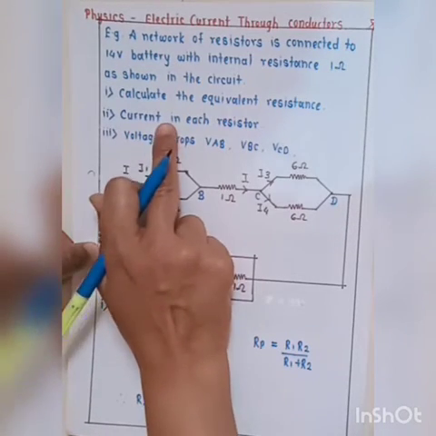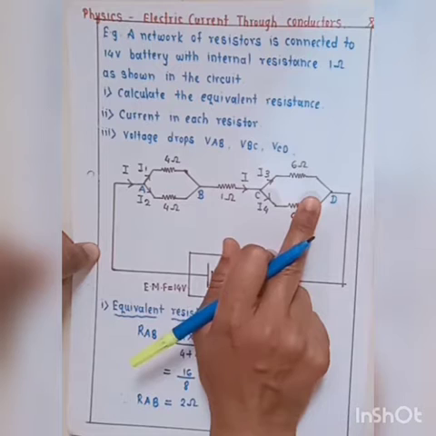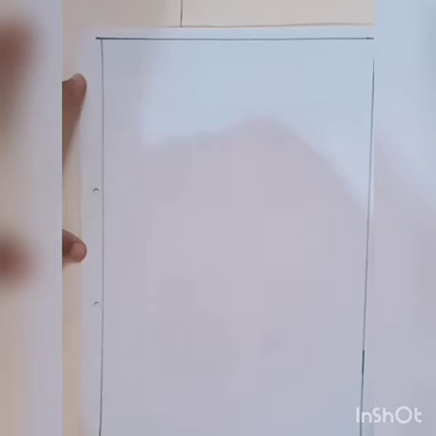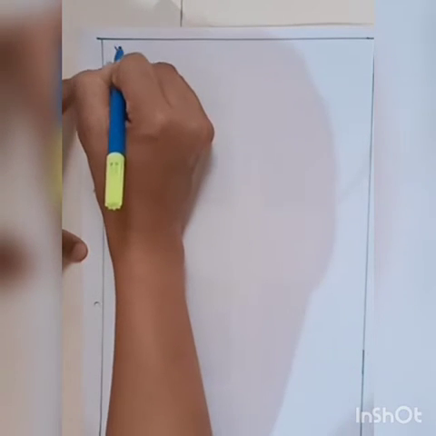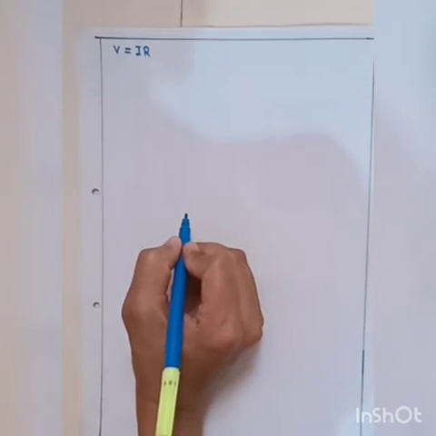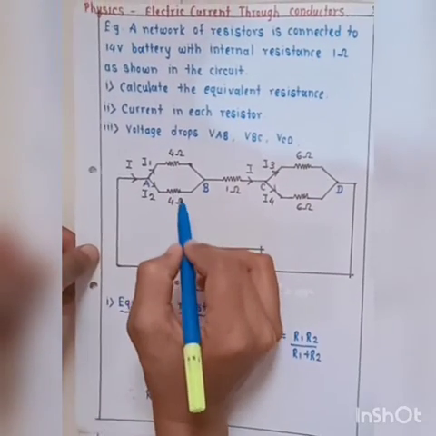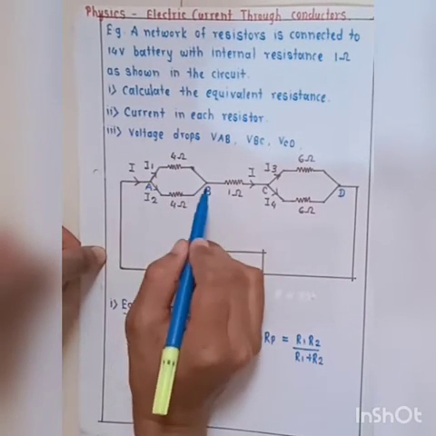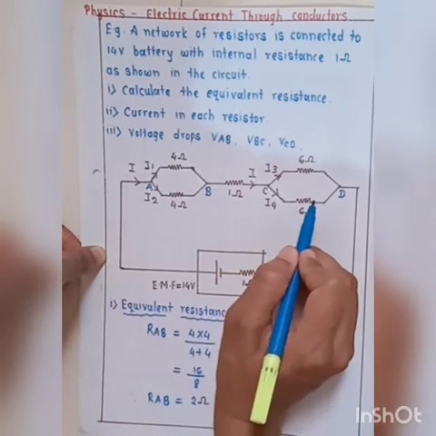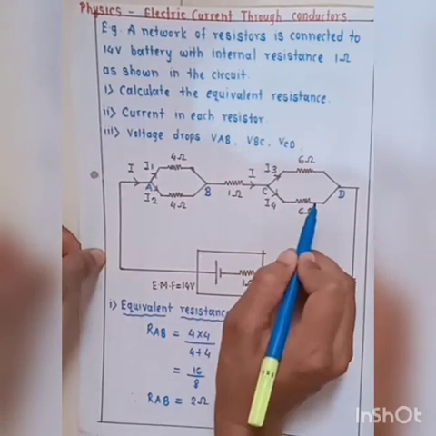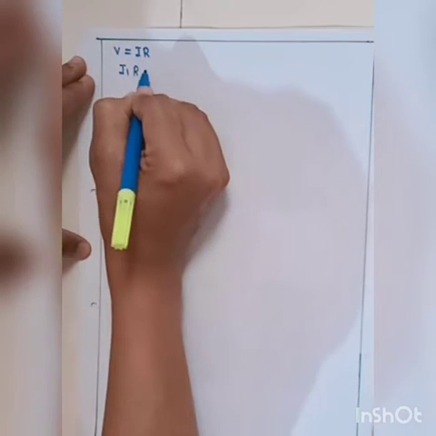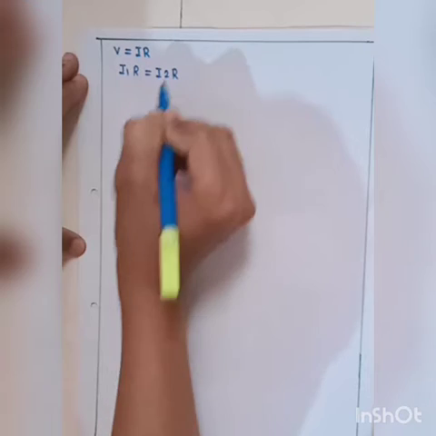But we have to find current in each resistor, that is, we have to find the values of I1, I2, I3 and I4. Now we know that V is equal to IR, that is voltage is equal to current into resistance. So these two resistors are connected in parallel combination between 2 points. So we get I1R is equal to I2R, and for this network I3R is equal to I4R. So for the first network we get I1R is equal to I2R.